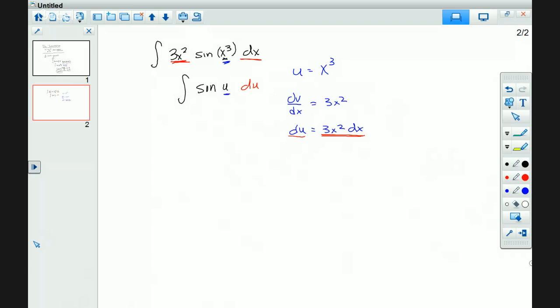See how much easier that is? Then the u just turns into plus C when you use the antiderivative. What's the antiderivative of sine u? Negative cosine u. This is indefinite.